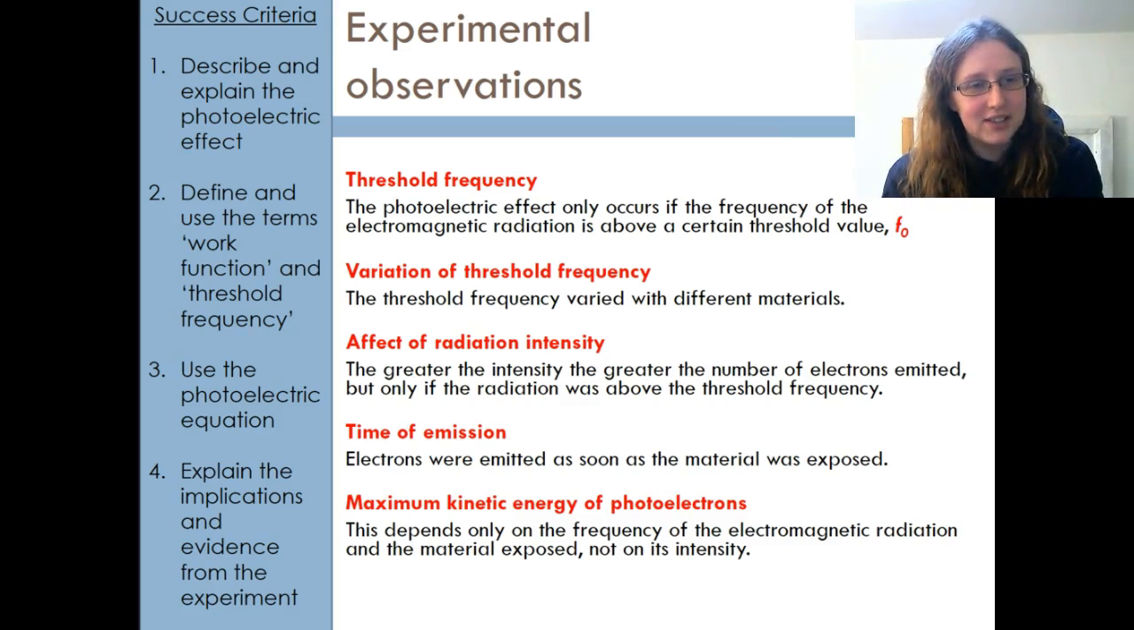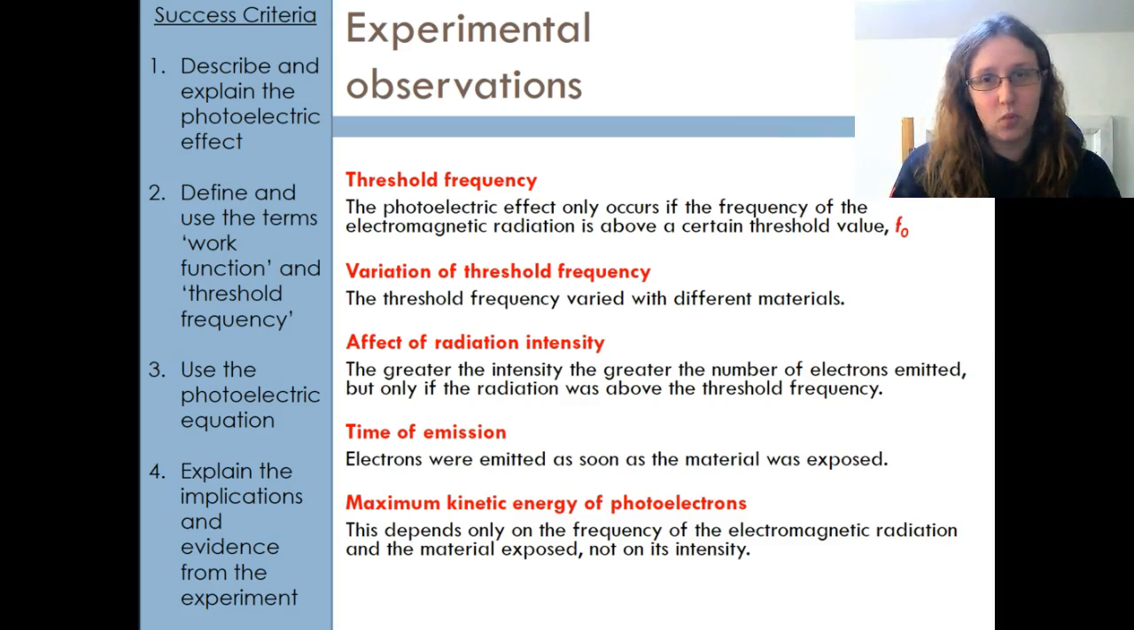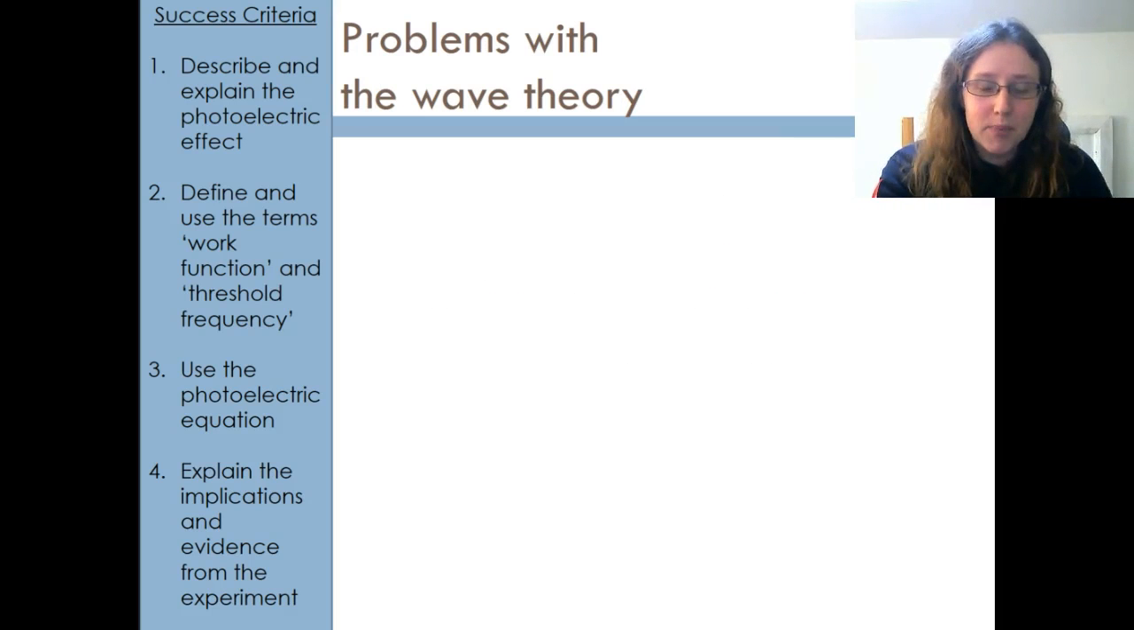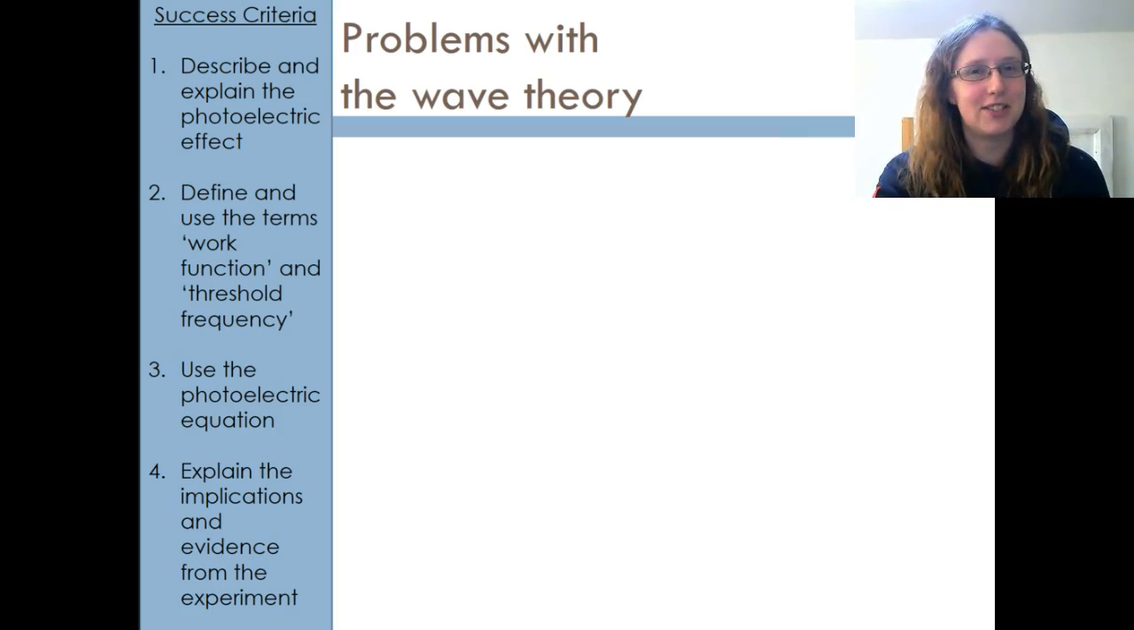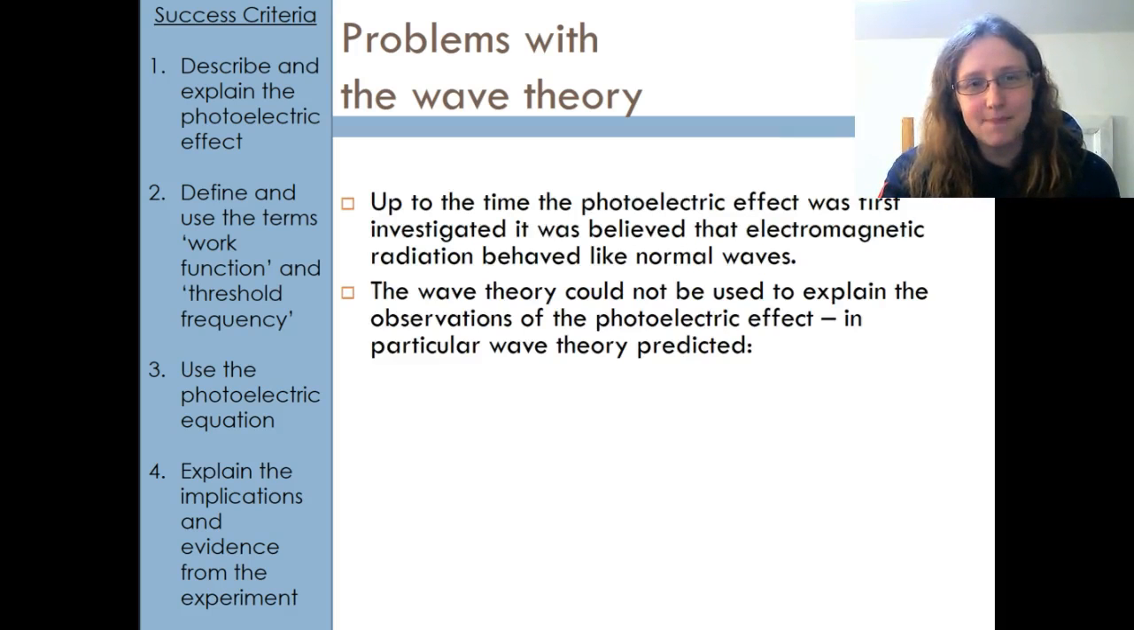Now, all those things are very difficult to explain if we are treating light as a wave. Up until this experiment, it was kind of common knowledge that electromagnetic waves were waves. They behaved like waves. There'd been a huge debate raging for a very long time in the physics community about this, but it was accepted that electromagnetic waves were just waves. But you can't explain these observations we've just talked about using wave theory.